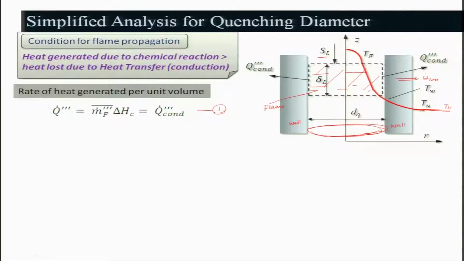And this is the critical condition under which we are saying, look, the flame will not propagate, because whatever heat is being released, it is being lost. So, will the flame propagate? The flame will not propagate, right. And that diameter in which this takes place, we call it the quenching diameter, right.